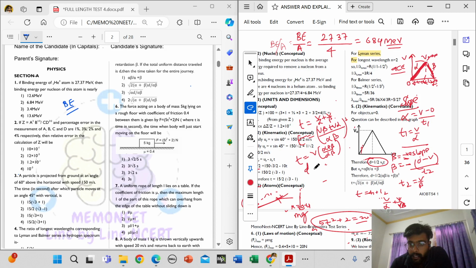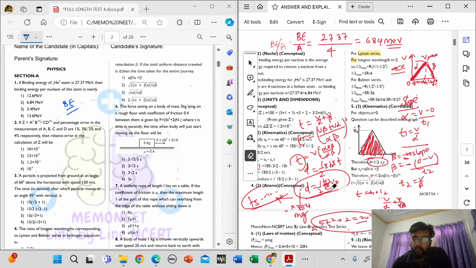This distance is actually the area under the graph. Area under the graph is half base into height. So base is total time t and height is v naught, the maximum velocity. And we have calculated this time, so put the value here. Then we will get this relation: d is equal to half alpha beta upon alpha plus beta into t square. And from there we can find out the value of t.